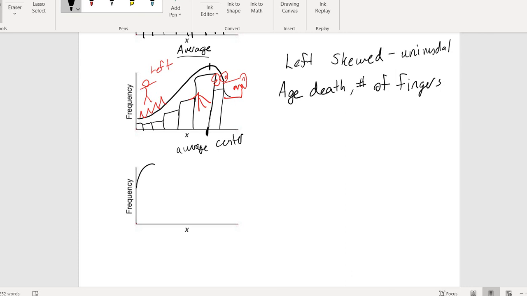Alright, now since we have left skewed, we're also going to have something called right skewed. So our center is here, while our average is being pulled up. So our average is to the right, so that's why it's called right skewed. And it would still be unimodal.